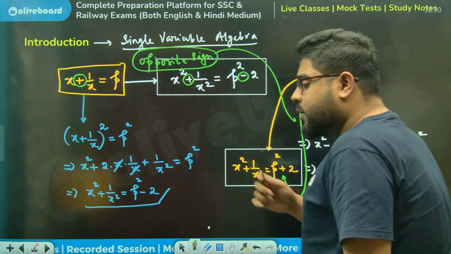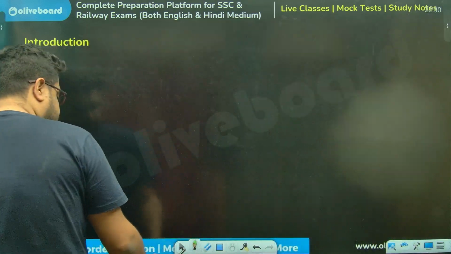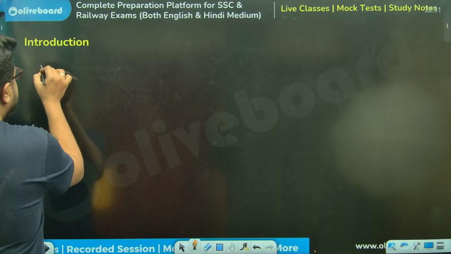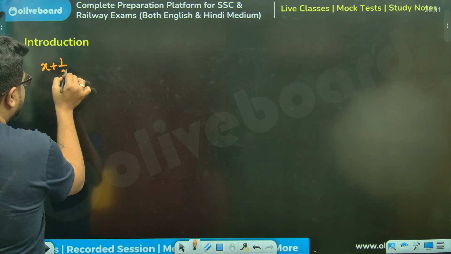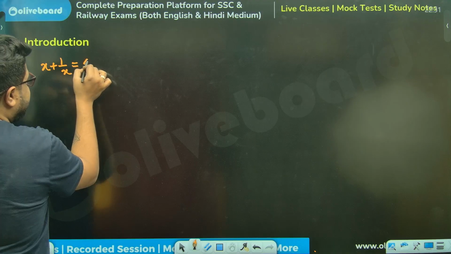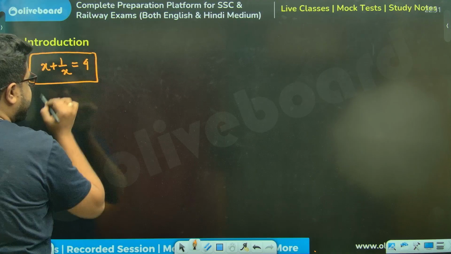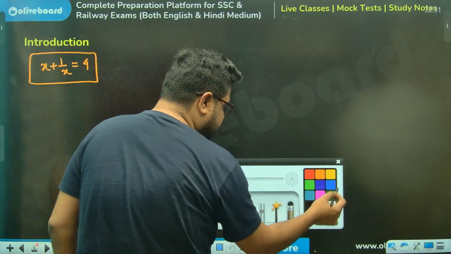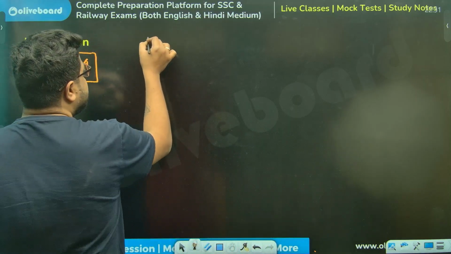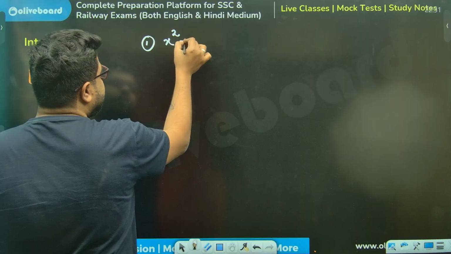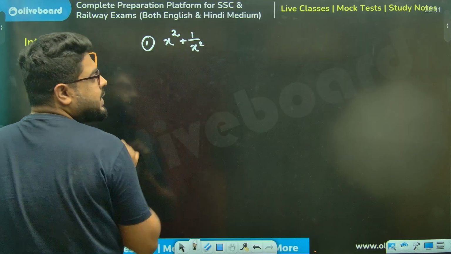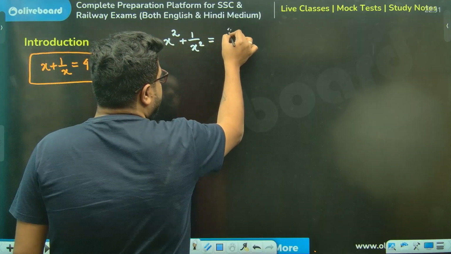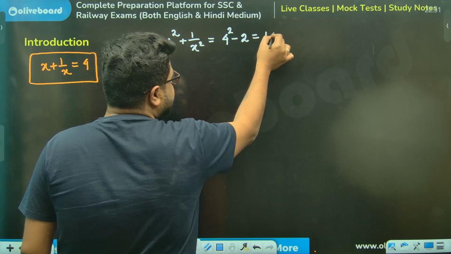Acha, what about cube, sir? What if I just simply write it down like this? Let's say they have given you something like 4. I'm taking a value for your better understanding rather than p. Now, I will try to figure out a few things. First, you guys only tell me, what will be the value of x square plus 1 by x square? You will say, sir, this is 4 square minus 2. Rule of opposite sign. So this is 14, sir.